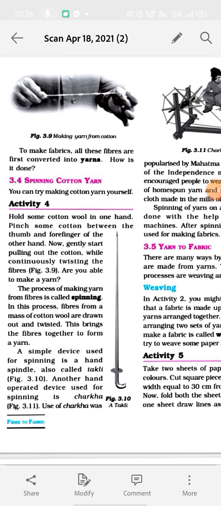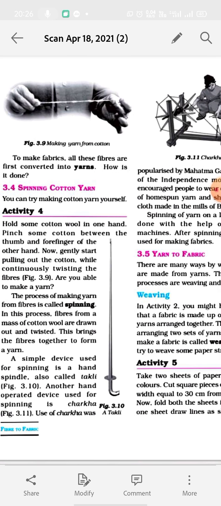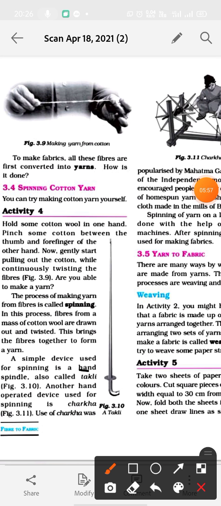Okay, another hand operated device used for spinning is charkha. So the first one is hand spindle. This is called hand spindle, takli also we can say. And another hand operated device used for spinning is charkha.